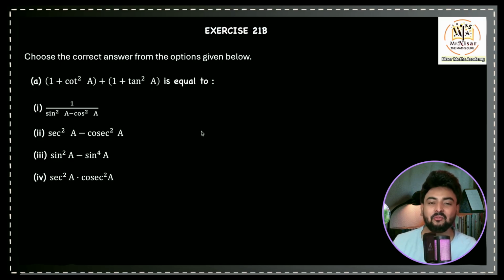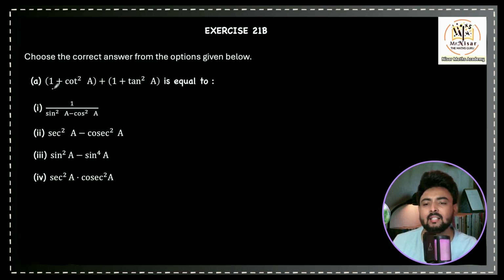In this session, we will be solving exercise 21B of Trigonometrical Identities. Let's go on the screen. So we have the first question on the screen. MCQ, it's given that 1 plus cot square A plus 1 plus tan square A is equal to what?